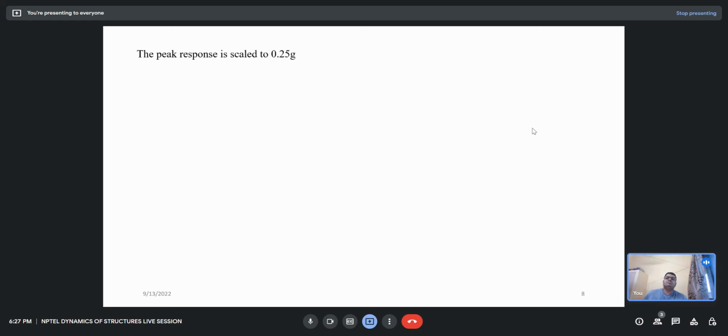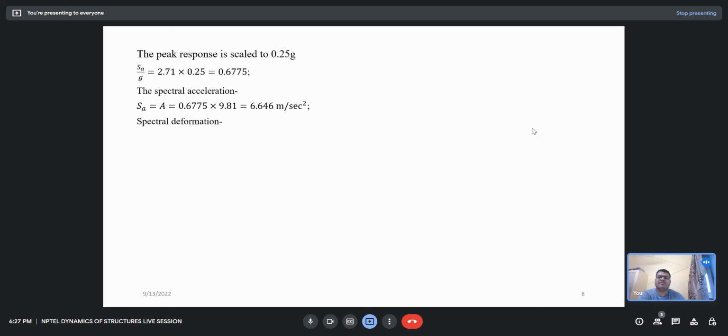Now after getting the Sa by g, the question also mentions that the peak response is scaled to 0.25g. If we multiply this with 0.25, it comes out to be 0.6775 Sa by g. Multiplying the spectral acceleration with g, it becomes 6.646 meter per second square. Now we can calculate the spectral deformation, d equal to a divided by omega n square. Omega we calculated as 13.989 in the previous slide, and the acceleration we got from this.